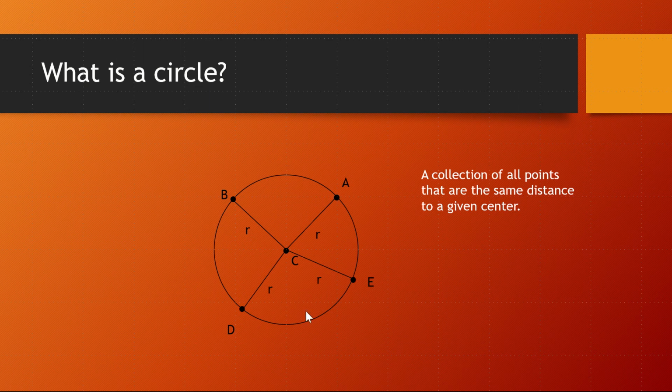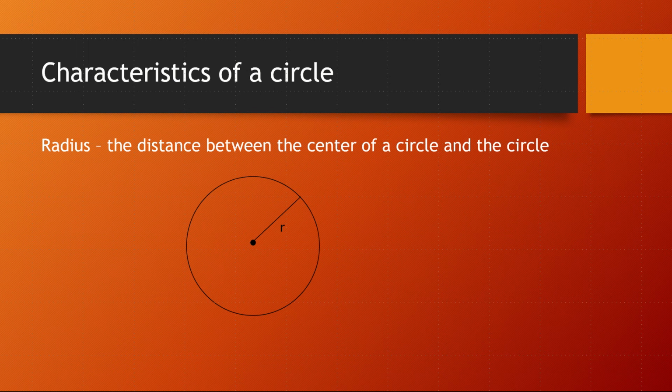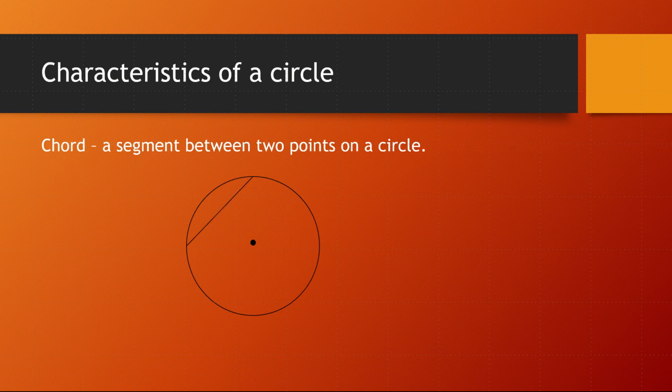I want to talk a little bit about some characteristics of a circle and some equations that you might be familiar with. First of all, a radius is just the distance between the center of a circle and the circle itself. A chord is a segment between 2 points that are on the circle. This is an example of a chord right here. Here's another example. Here's a third example of a chord.